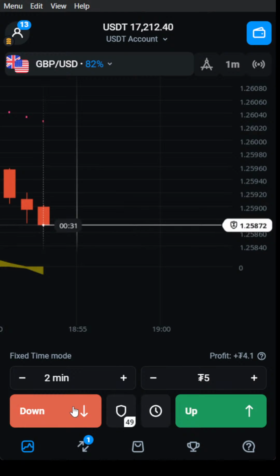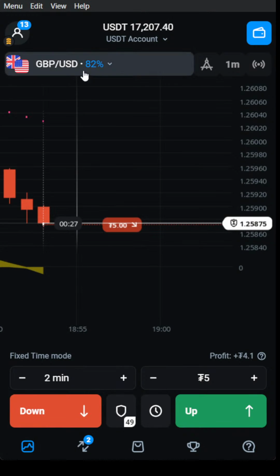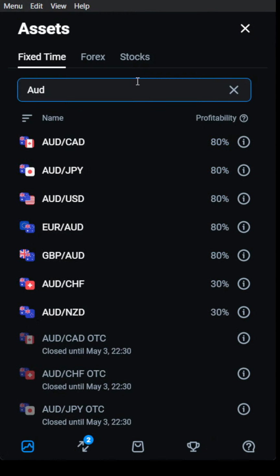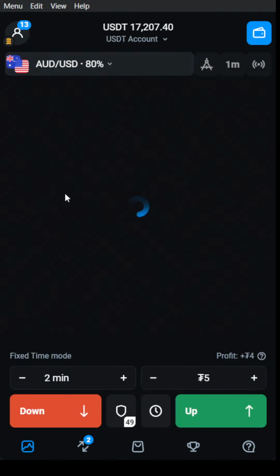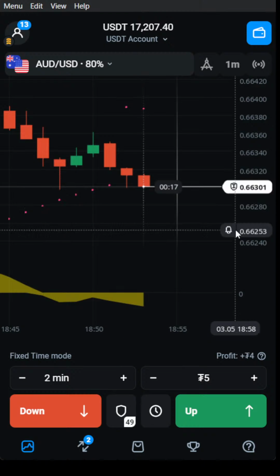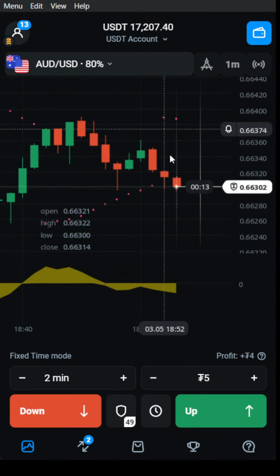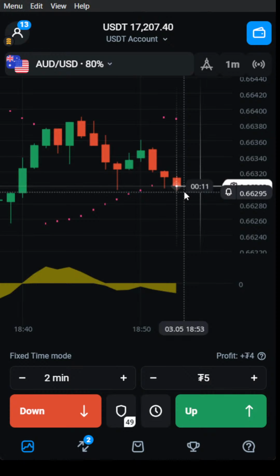Okay, so I will just risk it and make a trade on GBP USD. I think this might fluctuate. AUD USD, sure, let me check. Yes, AUD USD can be a signal. We have a downtrend here. Once this candle ends, you can make a trade here.